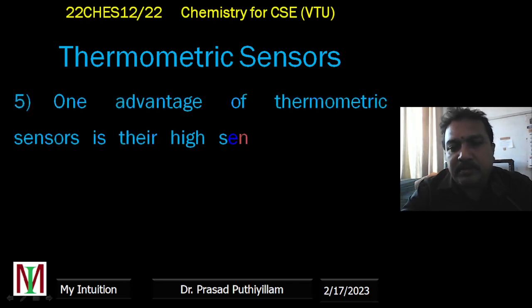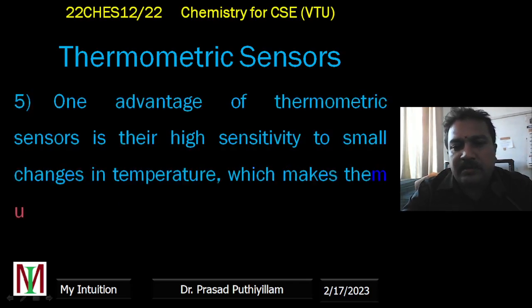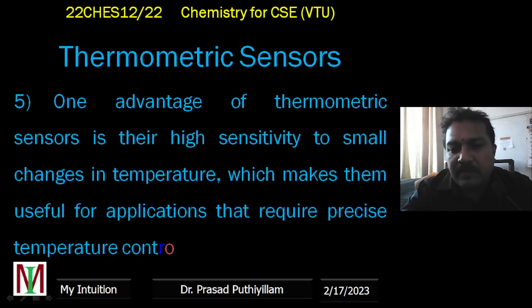One advantage of thermometric sensors is their high sensitivity to small changes in temperature, which makes them useful for applications that require precise temperature control or monitoring.